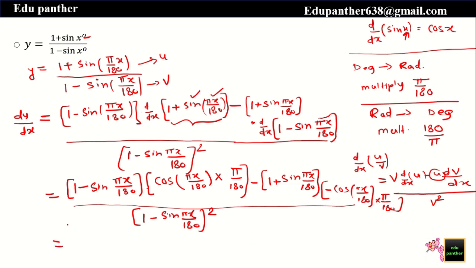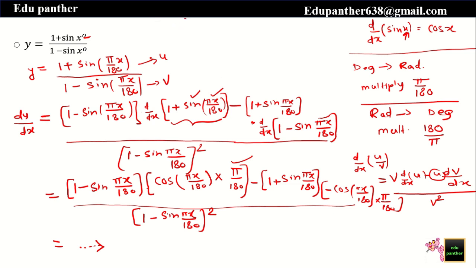So I am leaving the simplification part for you all. What we can do here, we can take this pi upon 180 common, then multiply these brackets and try to simplify the terms further. So that simplification is kept as an exercise for you. Clear?